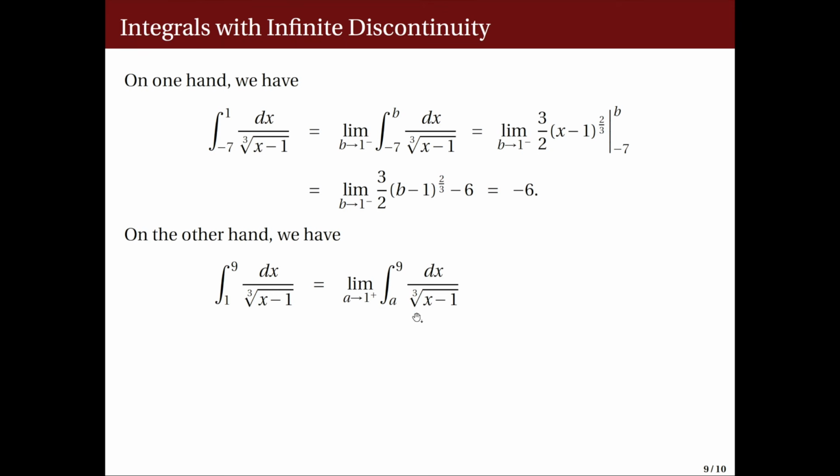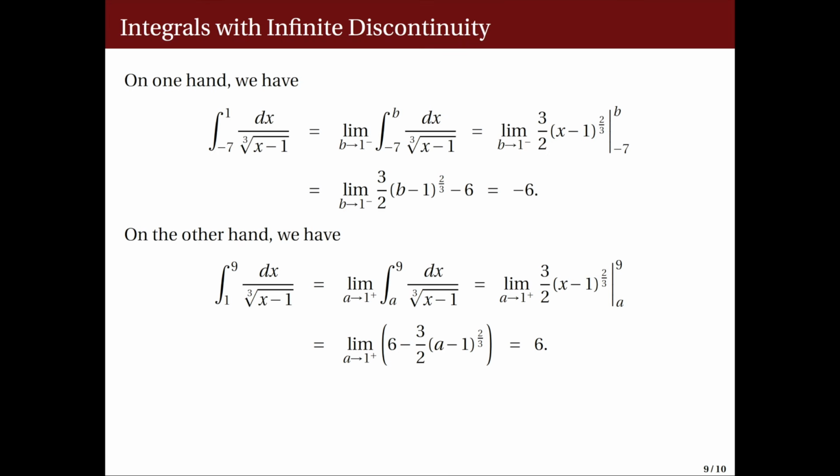Same process. We evaluate this using the fundamental theorem of calculus. Of course, we may use the same antiderivative, this time evaluated from a to 9. We get the following expression. This is the value when x is equal to 9, and this is the value when x is equal to a. This time, when a approaches 1 from the right, a minus 1 tends to 0. So after limit evaluation, this term vanishes and we get 6, which again is a finite value.